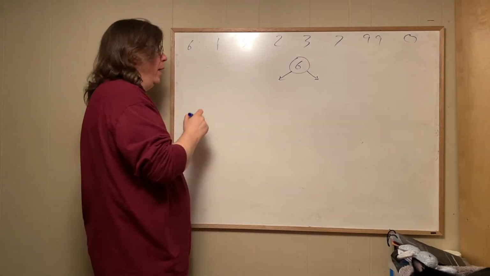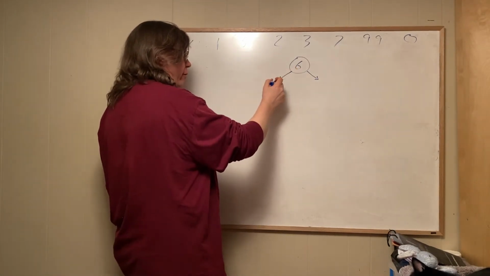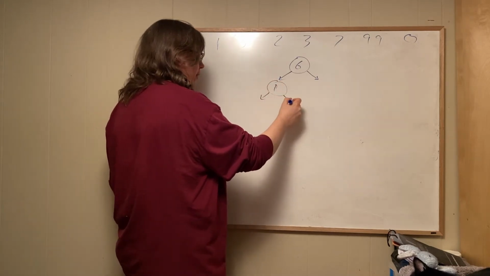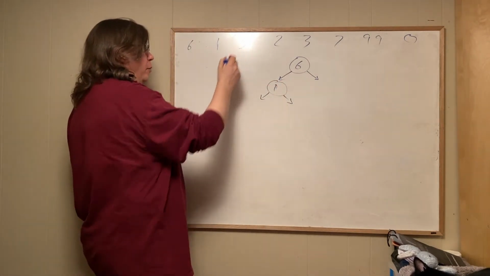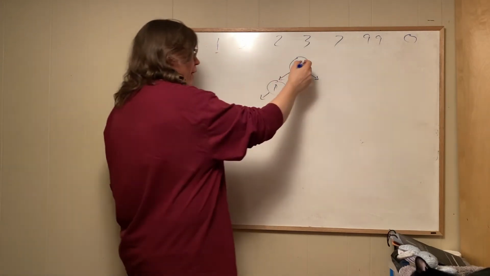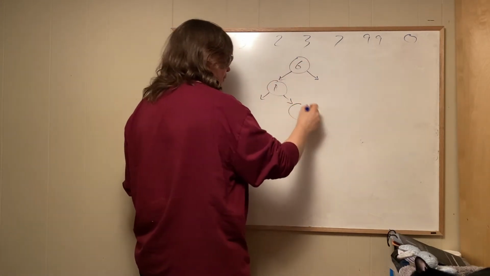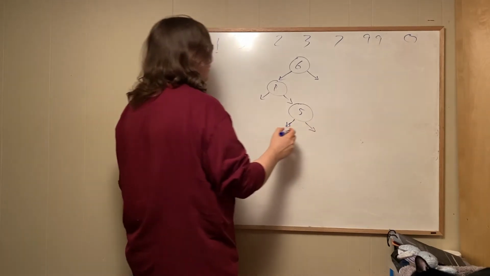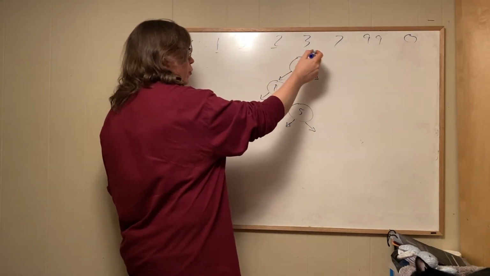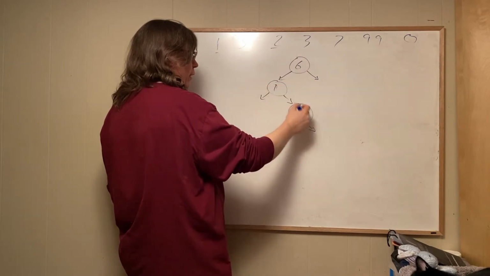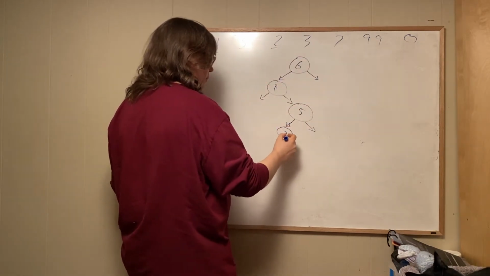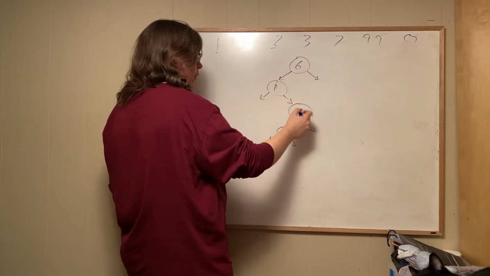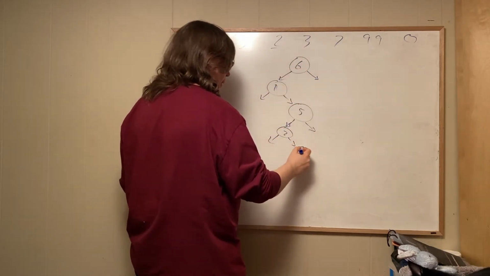Then we go to put in 1. 1 is smaller than 6, so it goes over here, 1. And it also has left and right. Then we're going to go put in 5. 5 is smaller than 6, greater than 1, so we'll put it over here, 5. Then we got to go to put in 2. 2 is less than 6, greater than 1, less than 5, so 2 winds up here. 3, less than 6, greater than 1, less than 5, greater than 2. 3.